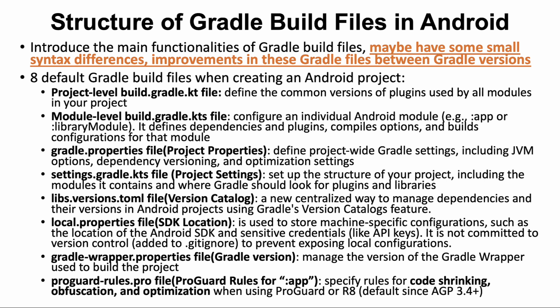Next, the Gradle wrapper.properties file is responsible for managing the version of the Gradle wrapper used to build the project. This file ensures that all developers working on the project use the same Gradle version, improving consistency and avoiding compatibility issues.